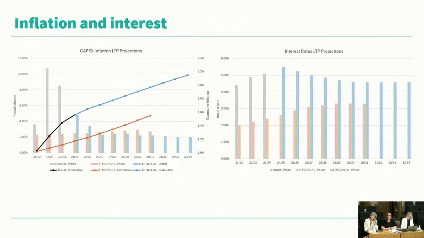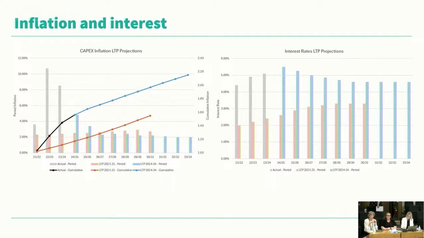The DC policy also includes adjustments to the funding model to ensure that total revenue equals total costs after accounting for interest and inflation. The assumptions around the funding consequences included in the DC policy are consistent with what is in the LTP, and this is true for previous policies as well. So the images on your screen are the LTP projections for interest and inflation. LTP 21 is in orange and LTP 24 is in blue.